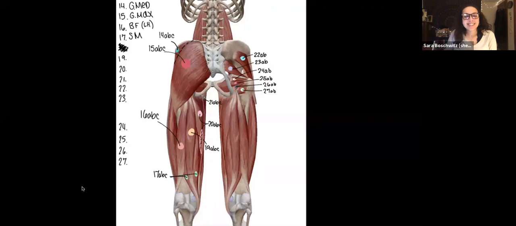Sorry about that. So number 19 is going to be the semimembranosus. Right, so that lies underneath the semitendinosus. And that is also going to extend the hip and flex the knee. And both of those muscles are innervated by the tibial branch of the sciatic nerve.